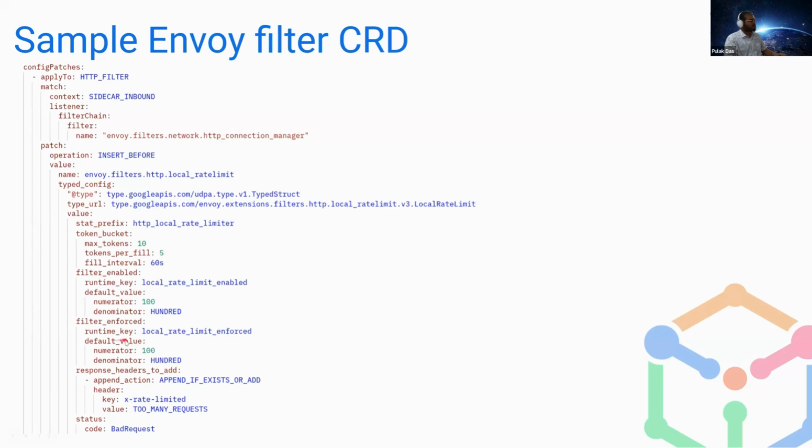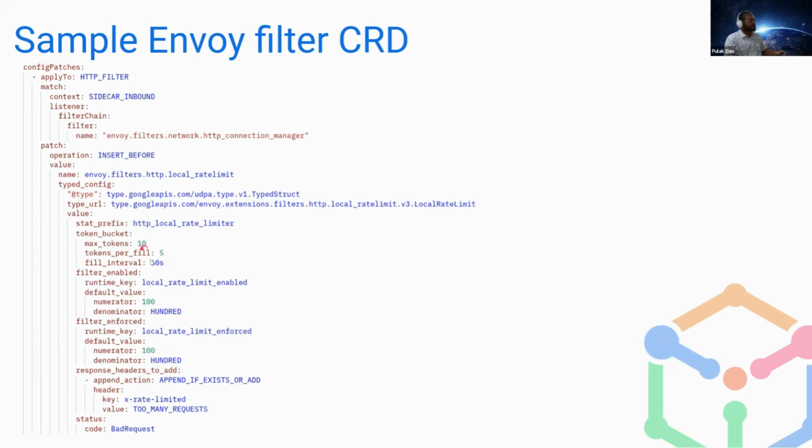Now, filter enabled and filter enforced. If you look at the documentation for the local rate limit, this particular type, it would explain that. The filter enabled is for how many requests you want to enable the filter, and the enforced one is for how many of those enabled requests you want to enforce the filter for. In this case, we have set it to 100 out of 100 in both cases. So all the requests coming in will be enabled for rate limiting, and rate limiting will also be enforced on all of them.